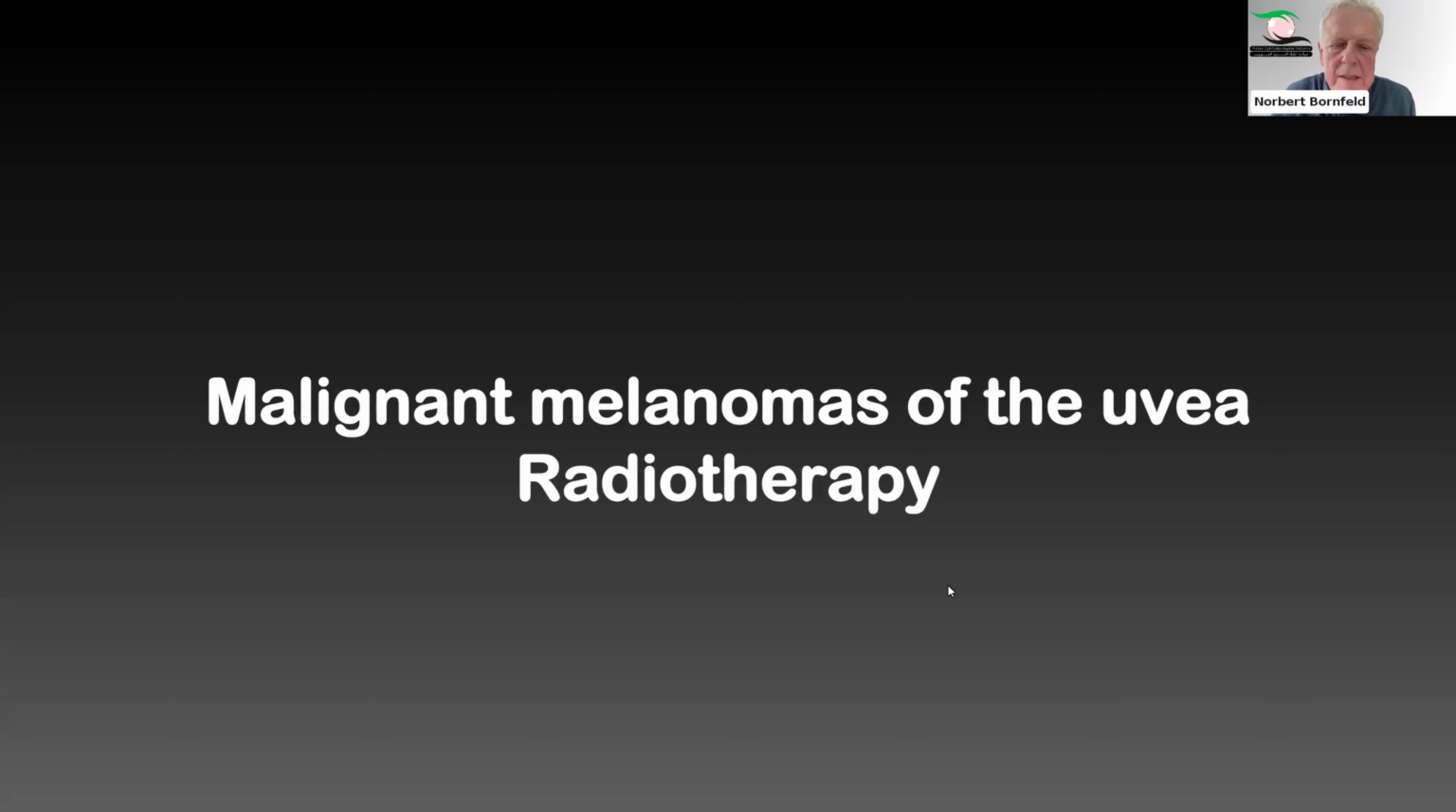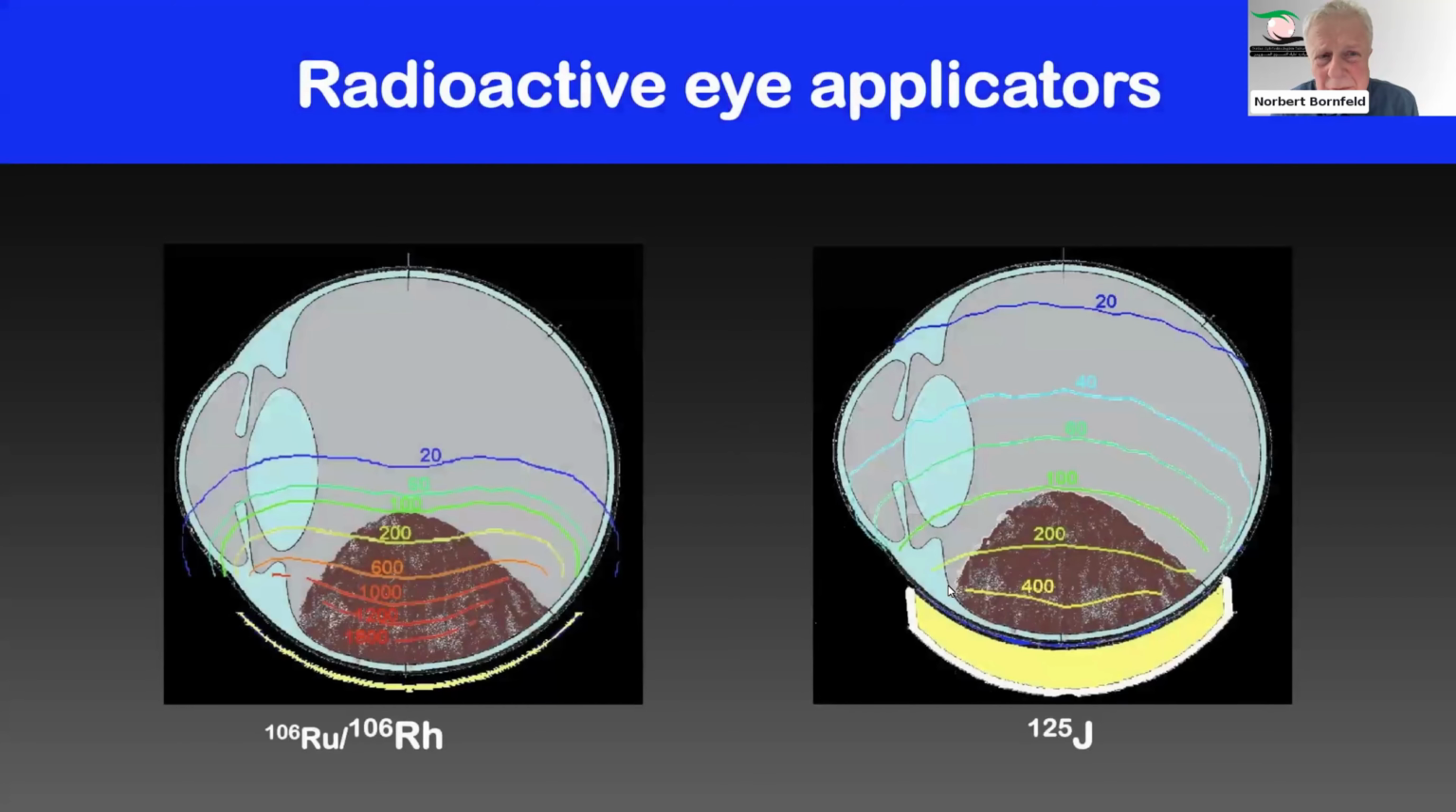So, malignant melanomas of the uvea and radiotherapy. Just a very short survey. The workhorse of treating uveal melanomas is radioactive applicators. And there are two different types available. Most of the European centers use ruthenium plugs, as shown on the left, and most of the American centers use iodine plugs, as shown on your right.